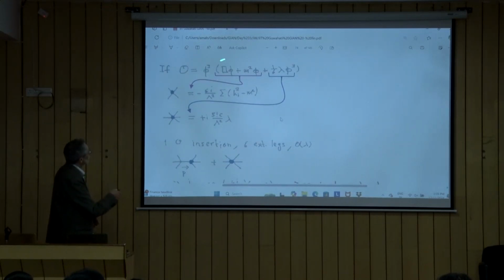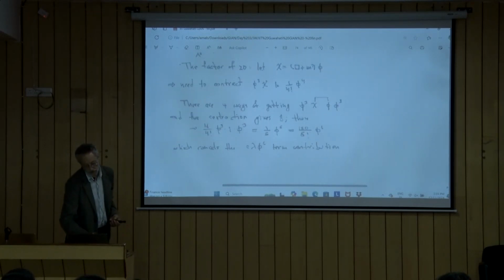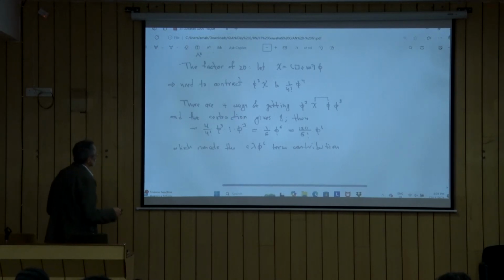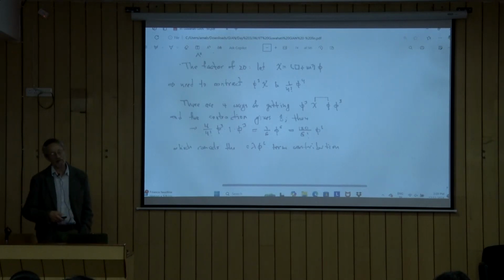phi cubed box plus m squared phi. This would be what I call chi. How many ways can I contract this with a phi to the 4 vertex? And this is the thing that I kind of got, and I got the 20. But I'm happy to work with you individually if you're really curious about this thing.